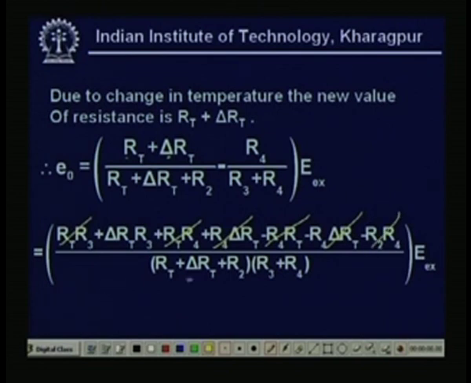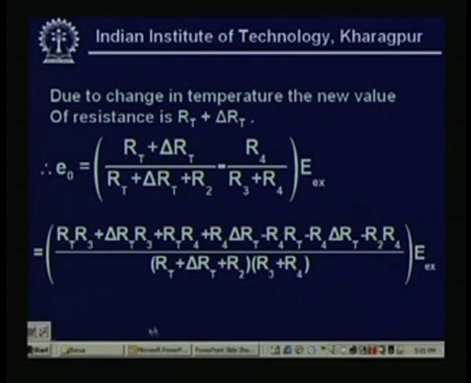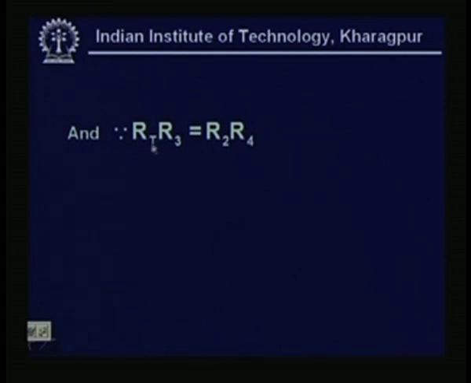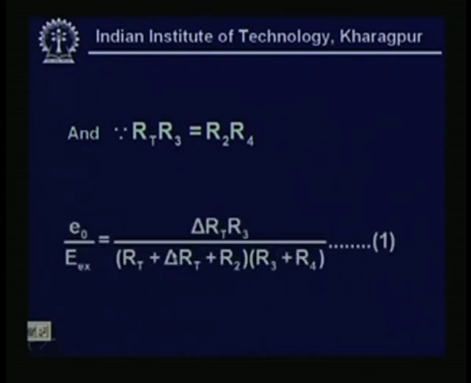So what will remain? Delta RT into R3 is the only factor that will remain in the numerator, upon RT plus delta RT plus R2 multiplied by R3 plus R4, because the condition is RT R3 equals R2 R4, that is the reason the first term and the last term cancelled out. So ultimately I will get the expression E naught upon excitation EX equals delta RT into R3, upon RT plus delta RT plus R2 whole multiplied by R3 plus R4.